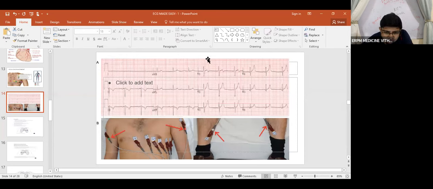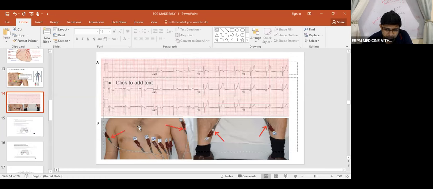Here is something called V1. Here is V2. Here is V3. Here is V4. Here is V5. Here is V6. So this is V1, V2, V3, V4, V5, V6.